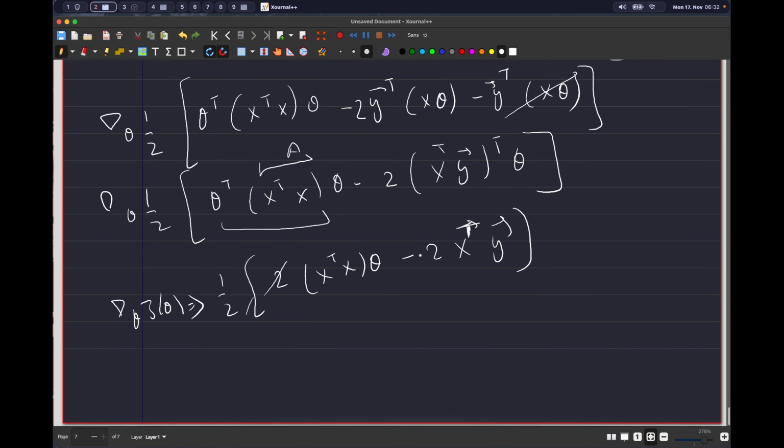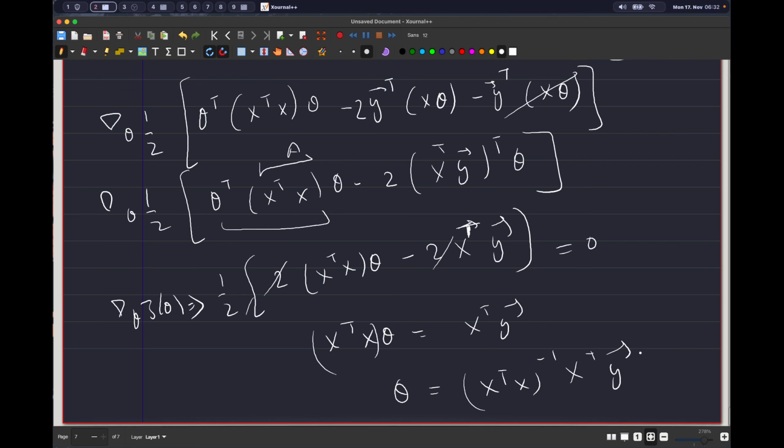This 2 will cancel. We will set this equal to 0. We will get X transpose X theta equals X transpose y vector. So theta optimal will come out to be X transpose X inverse, X transpose y vector. So instead of using gradient descent to find the optimal parameters, you can directly plug in this equation.